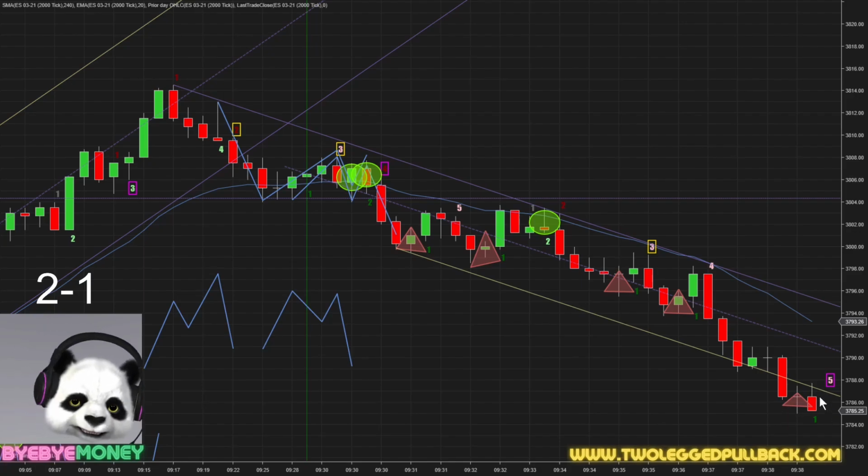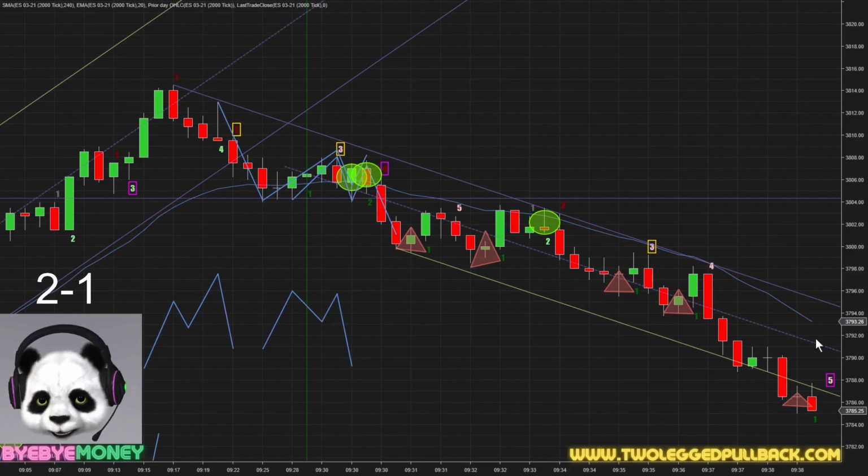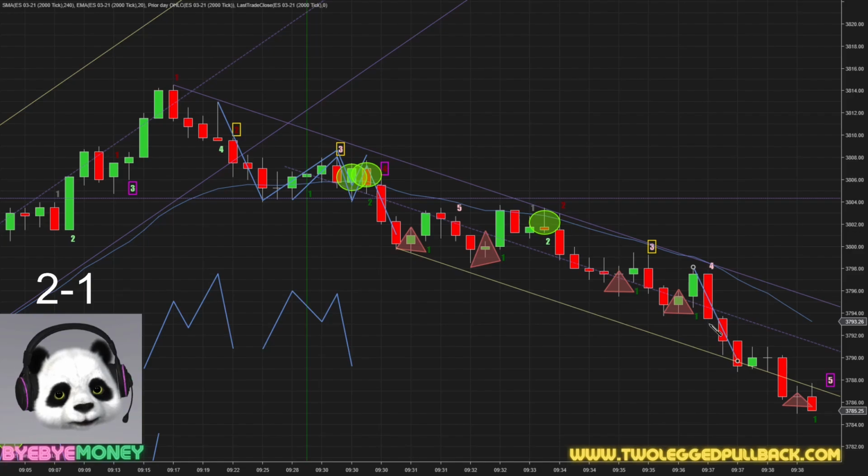Why is this a trap? Okay, so let me slow things down here. Why is this a trap? Sorry, not this one. A, B, C. We have a two-legged pullback, and on the second entry, right? First pullback, first entry, second pullback, second entry. We see here that we broke the previous candle's high by one tick and it reversed.